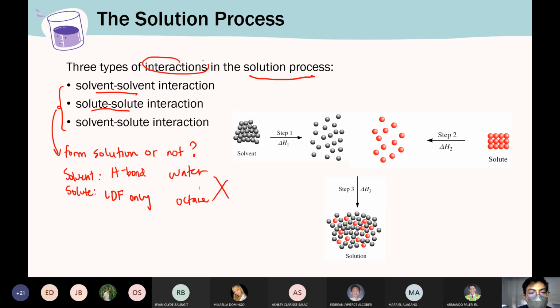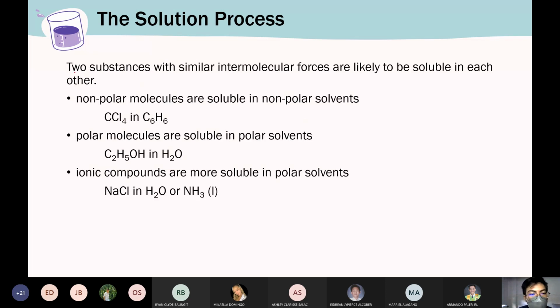So basically, the interactions pertain to the intermolecular forces of attraction. If they are similar, they will form a solution. If they are not, they will not form a solution. Okay? So for example, two nonpolar molecules are soluble in nonpolar solvents. For example, carbon tetrachloride and C6H6, which is benzene. So yung dalawang yan, they are both nonpolar, meaning they will mix. Baka nagtataka kayo, di ba sir, CCl4 is polar. Kung naalala niyo yung molecular structure natin, yan.